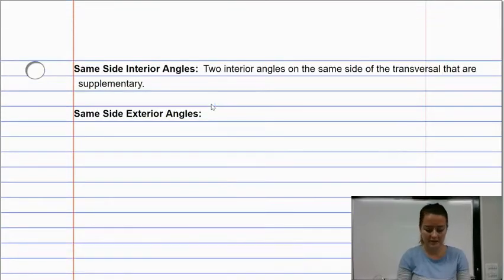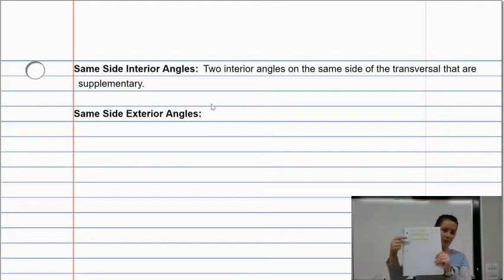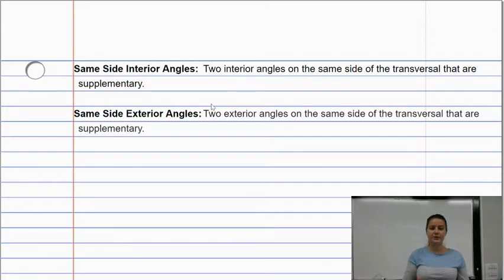All right, let's go to same side exterior. Come back to your notes. You should have written your first definition, some notes about the example we just did for same side interior. Let's go up and write our same side exterior angle definition, all right? Make sure you're writing your notes. Same side exterior angles are two exterior angles on the same side of the transversal that are supplementary.